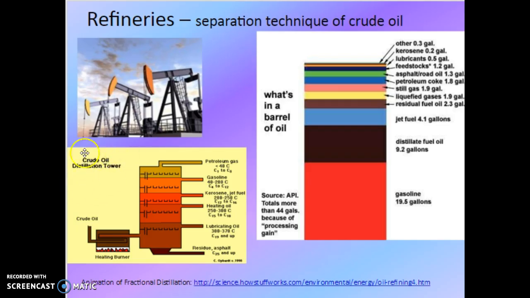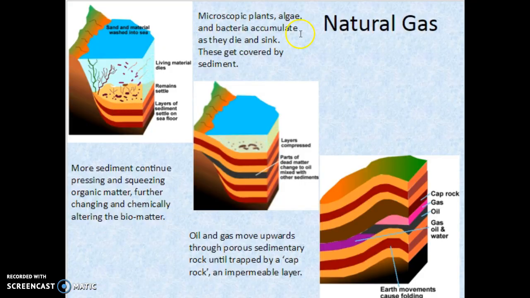And this is called a distillation tower. Distillation is simply separation by heating. And last but never least, we're going to look at natural gas. We can look at this picture here. We see microscopic plants, algae, and bacteria accumulate as they die and sink, and they get covered by sediment. More sediment continues to press and squeeze the organic matter, further changing it and chemically altering the biomatter.